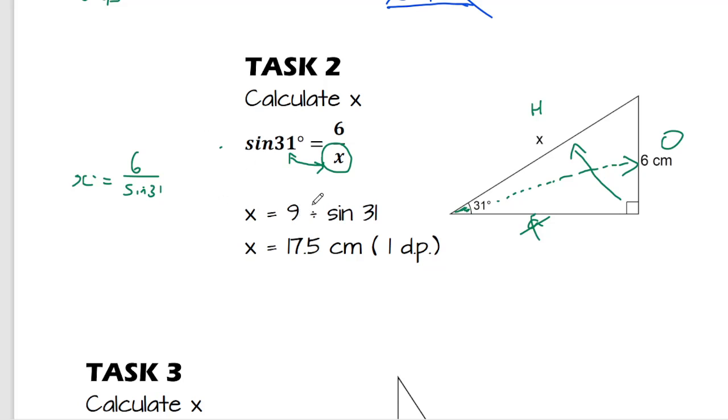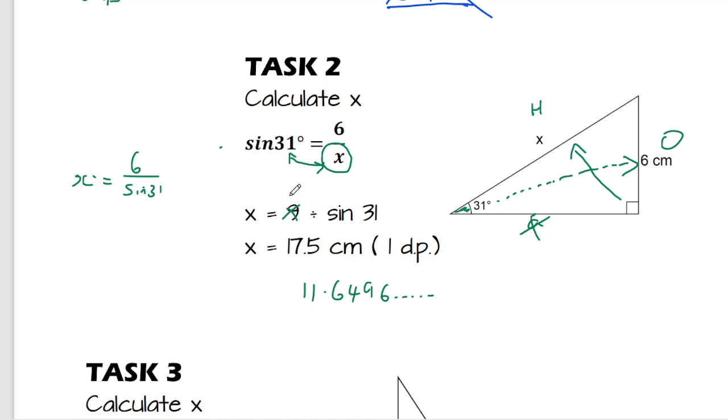So if we do 6 divide by, if you're doing it in a calculator, it's 31 sin equals, and that's going to give you 11.6496 and a load of oddments.